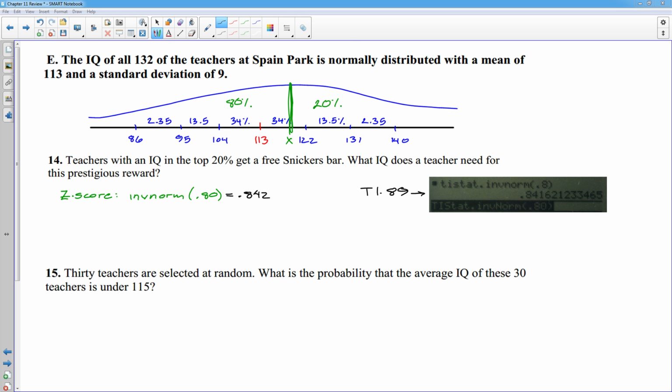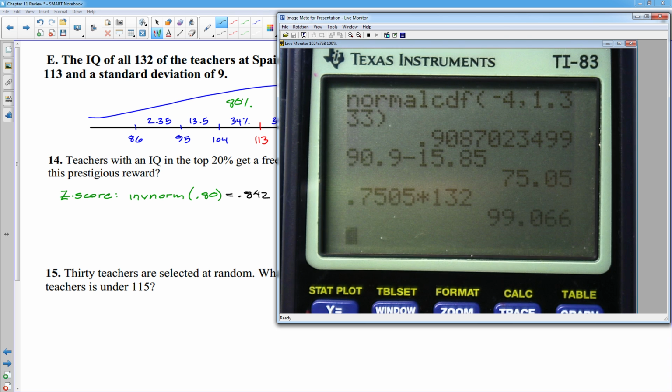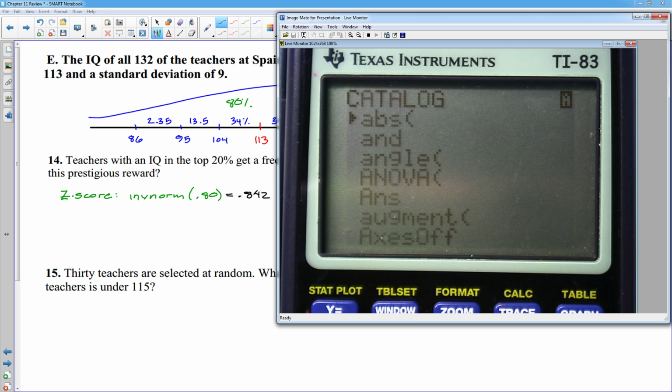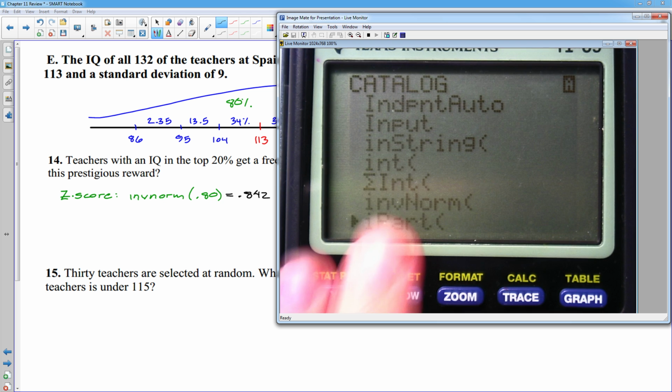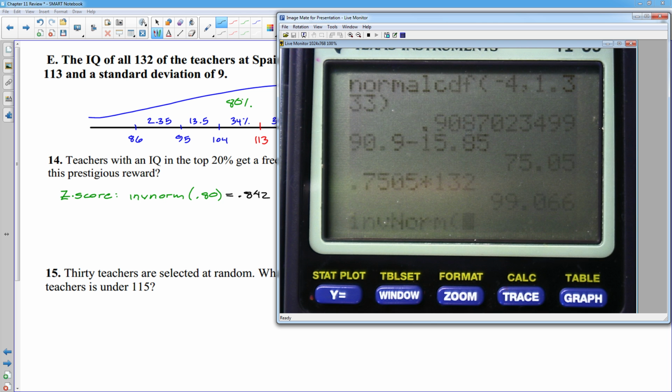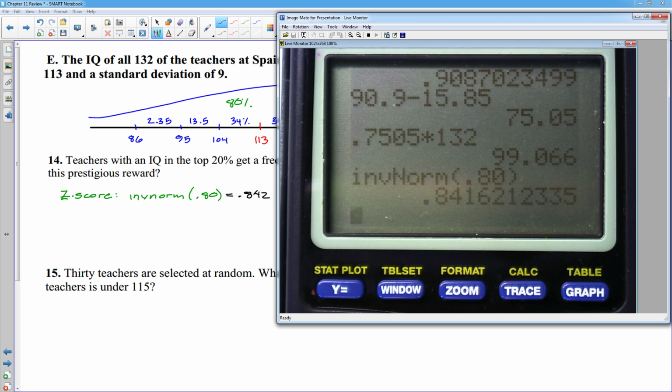And then on the TI-84, inv-norm, as you would have guessed, is in the catalog. So I'll hit the catalog button. Where's catalog? Oh yeah, above 0. Catalog, inv-norm, I need to find the I button. Hit I, and I'll scroll down until I find inv-norm. There it is. And you'll simply do inv-norm 0.80, hit enter, and there you go.